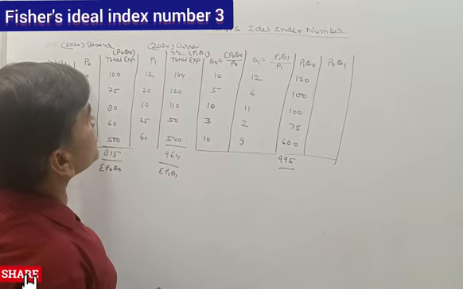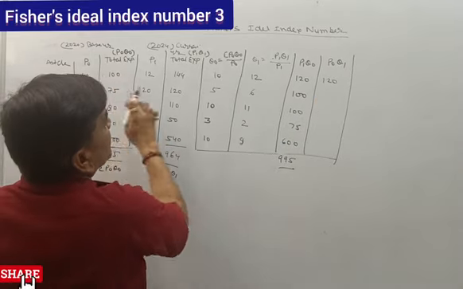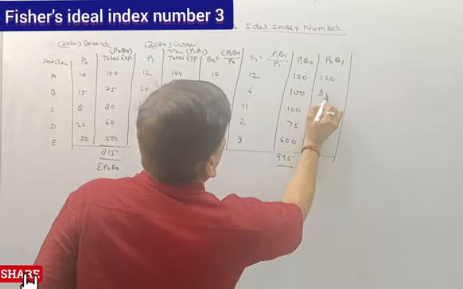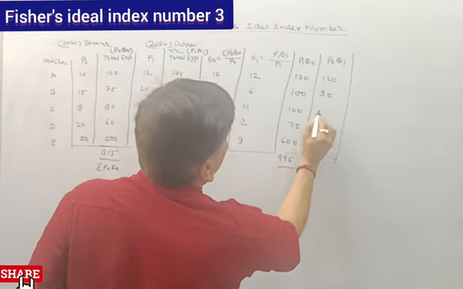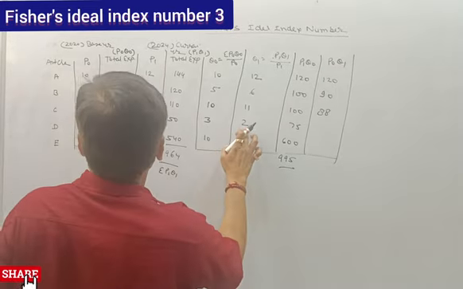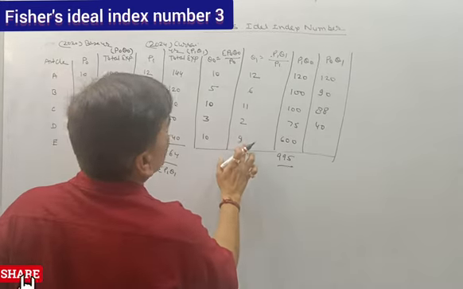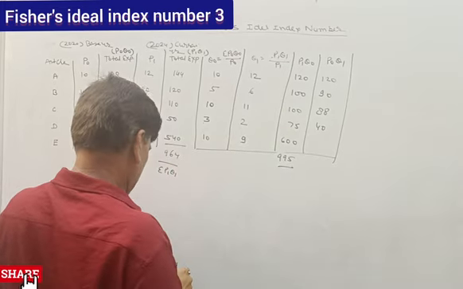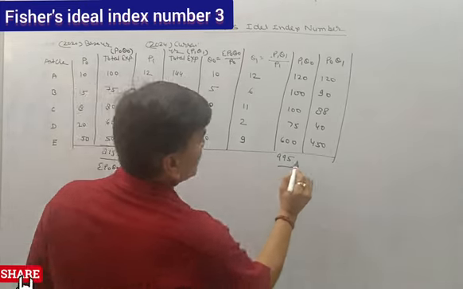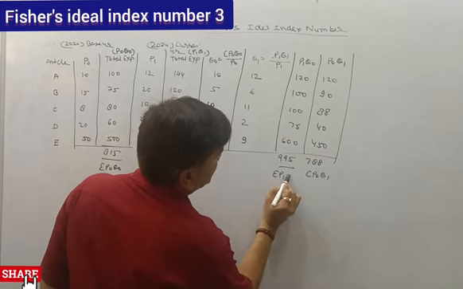Then P0 Q1, this is P0 and this last one is Q1. So the first one is 10 multiplied by 12, that is 120. 15 multiplied by 6, that is 90. Next 8 multiplied by 11, that is 88. 20 multiplied by 2, that is 40. 50 multiplied by 9, that is 450. So the total is 788. That is sigma P0 Q1, and this is sigma P1 Q0.